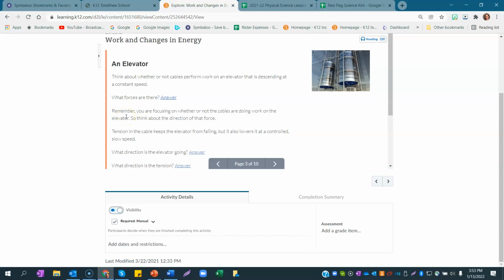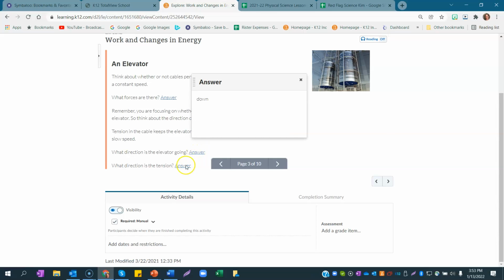Remember, you are focusing on whether or not the cables are doing the work on the elevator. So think about the direction of that force. Tension in the cable keeps the elevator from falling, but it also lowers it at a controlled slow speed. So what direction is the elevator going? It would be going down. And what direction is the tension? The tension is pulling up. So imagine holding up something and lowering it very slowly. If you imagine grabbing onto something with your hands, it would be that same kind of thing. You've got tension because it's really heavy. You're pulling up. The object would be going down.